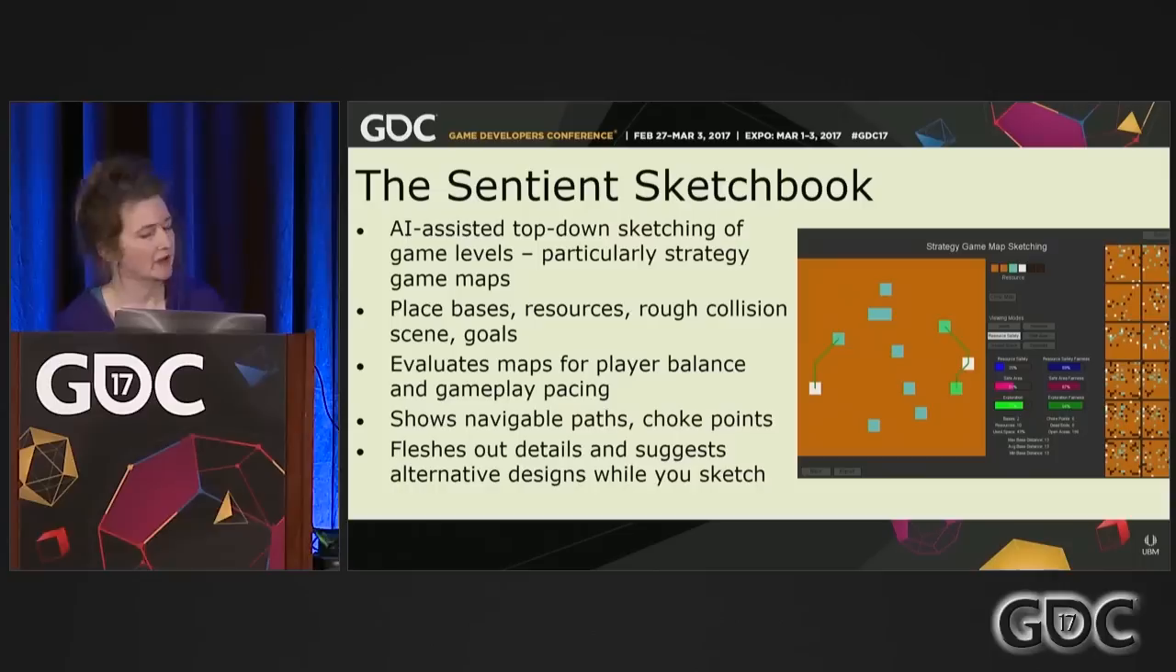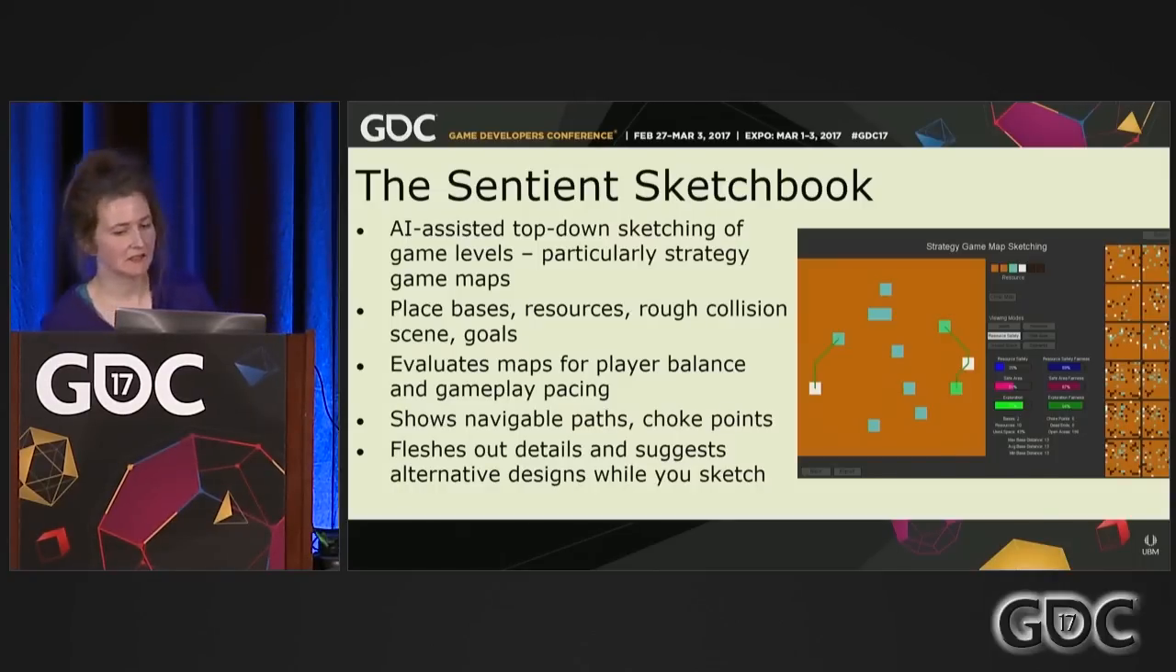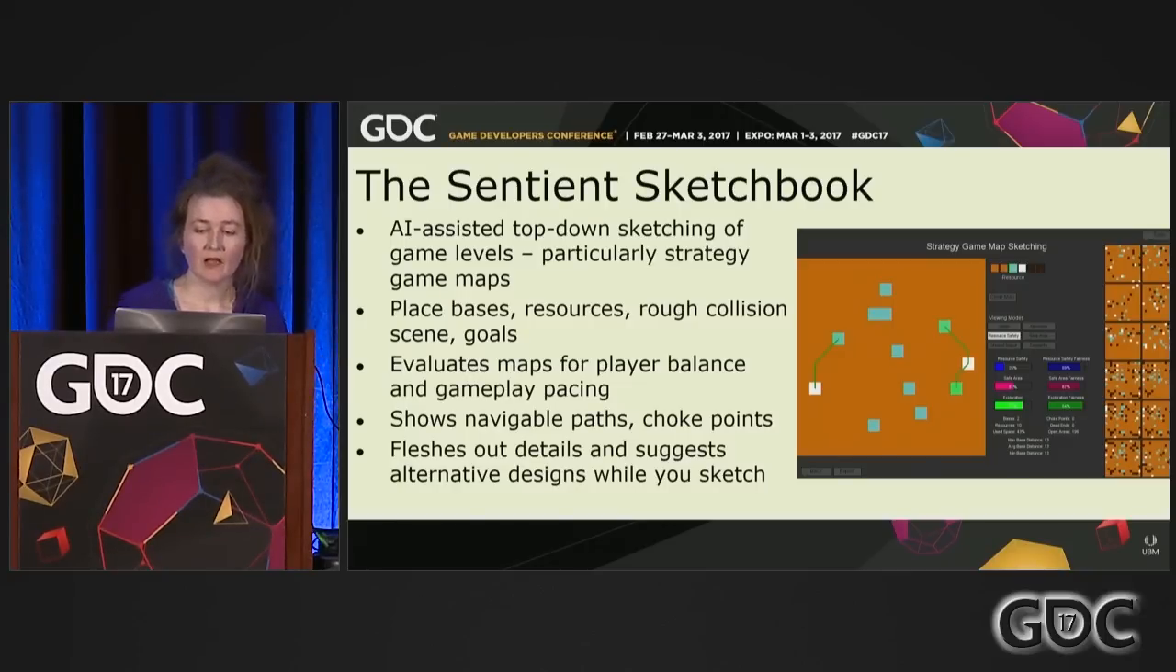So first up, the Sentient Sketchbook. This was created by Antonios Liapis, and it's an AI-assisted sketching tool for roughing out strategy game maps. What you do is place key features of the map, like player and enemy bases and resources and obstacles, and while you're doing this, the tool is evaluating your map design for qualities like fairness between players and some aspects relevant to gameplay pacing. It also visualizes paths and choke points.